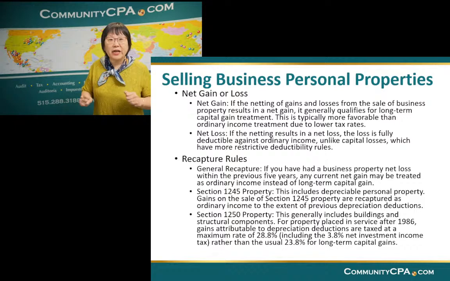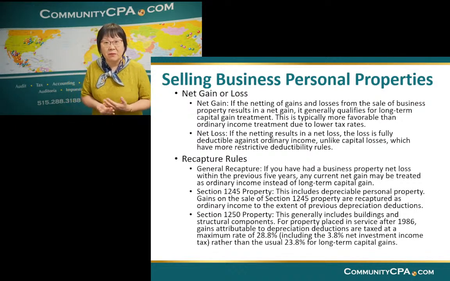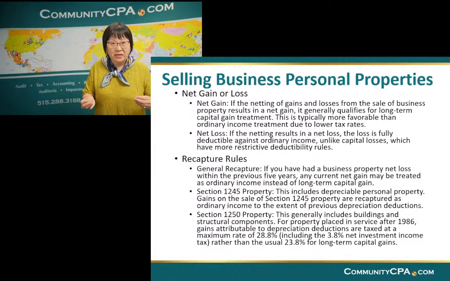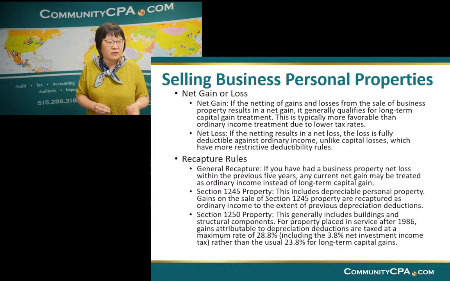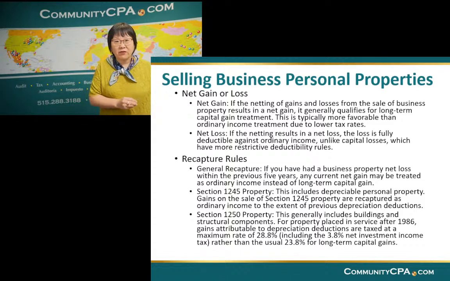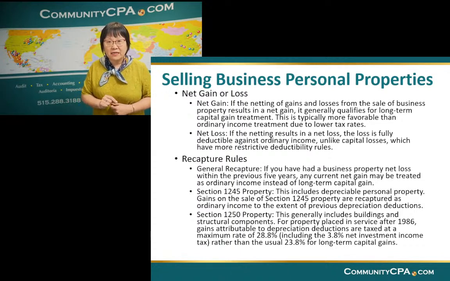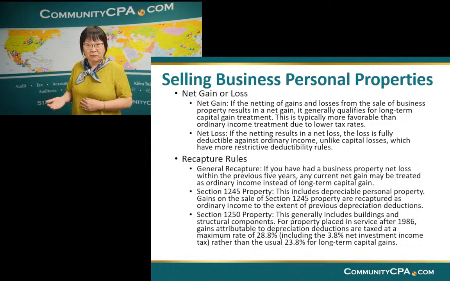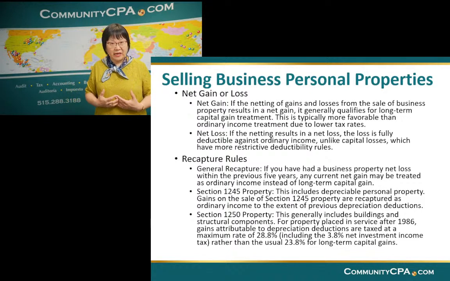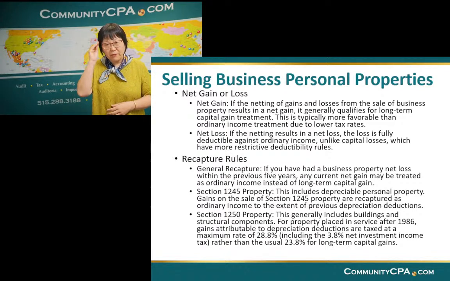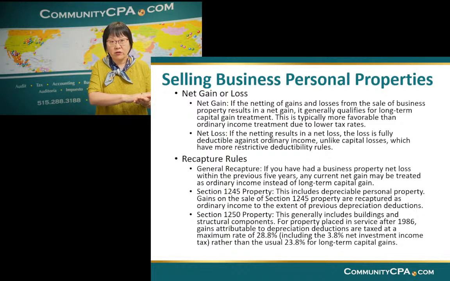So now, general recapture. If you have had a business property net loss within the previous 5 years, any current net gain may be treated as ordinary income instead of long-term capital gain. So that's our general recapture. Basically, for my followers on YouTube, don't get too technical. Just remember, if you have carryover losses, these recaptures will apply to your losses first.